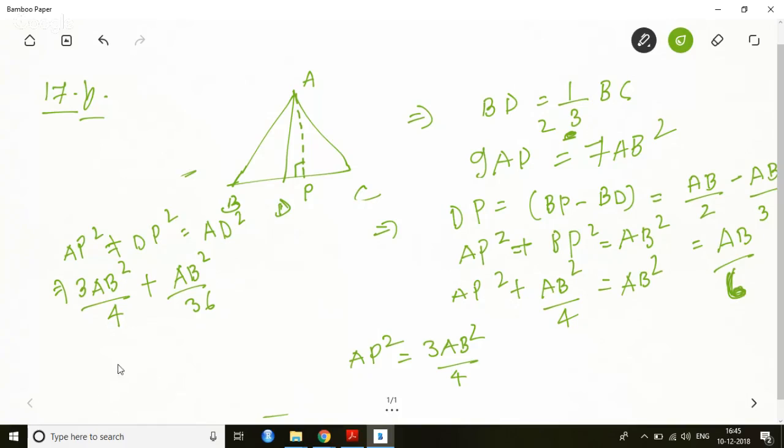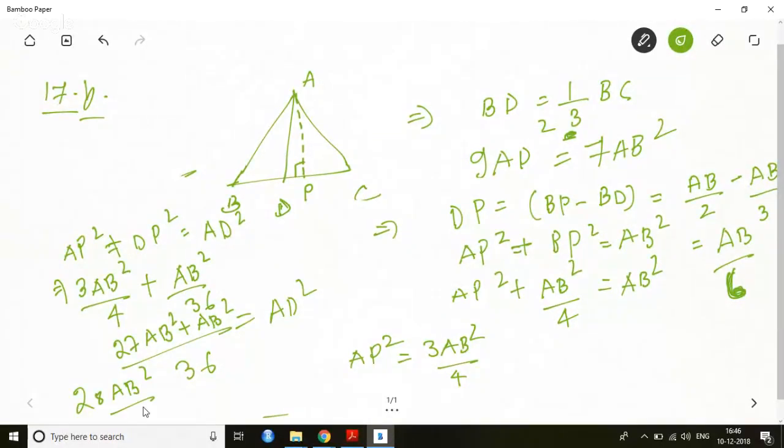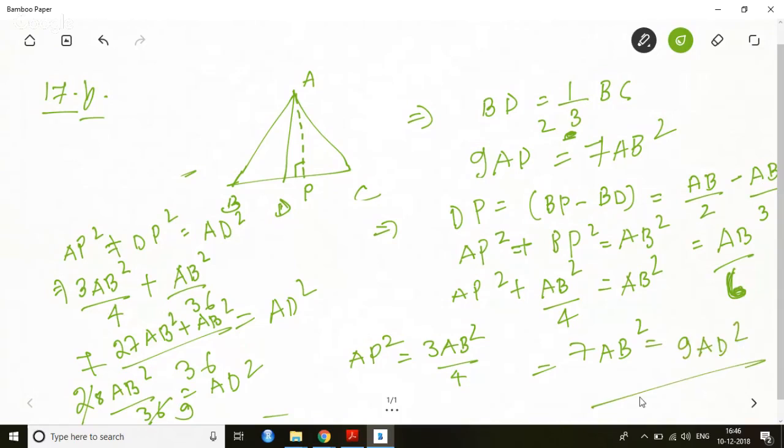So this will be how much? This will be 36, and this goes 9 times, so 27 AB square plus AB square is equal to AD square. So now I got 28 AB square divided by 36 is equal to AD square. So this is 7, this is 9. So I can write here 7AB square is equal to 9AD square. As simple as that.